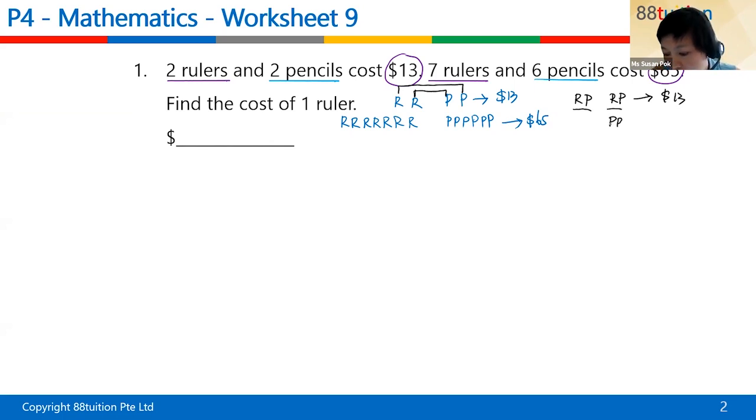Then I can find one set. So I use $13 divided by 2. That will be one set for one R and one P. $6.50. Very good. Wow, you're very fast. You don't even need to do long division. That's marvelous.